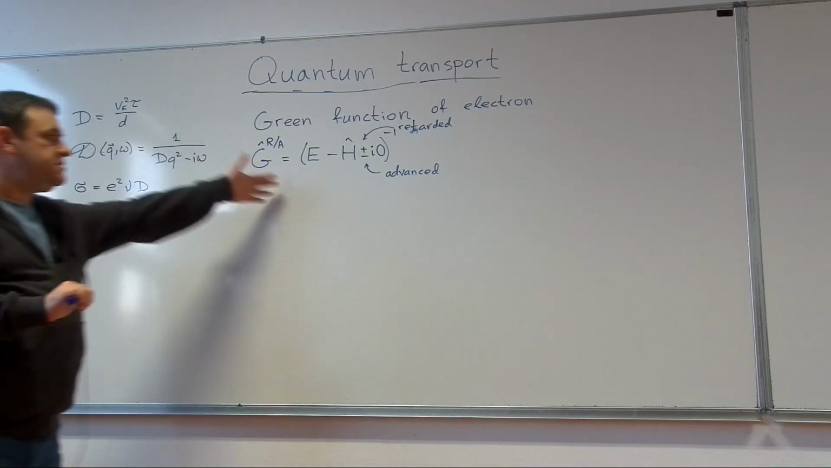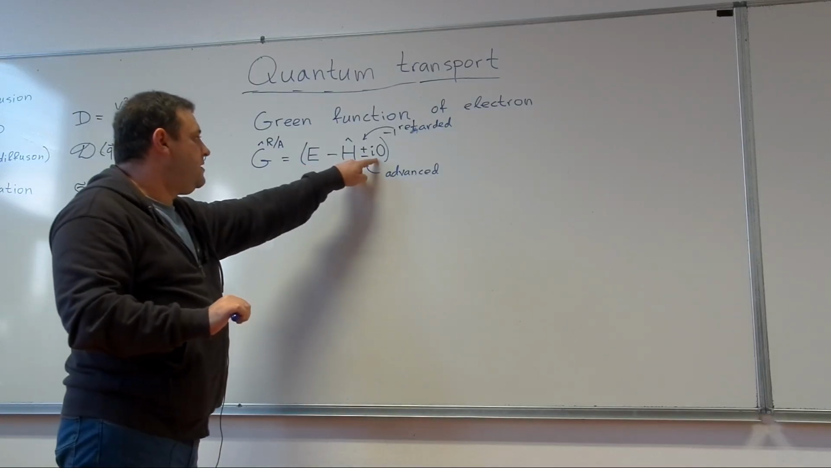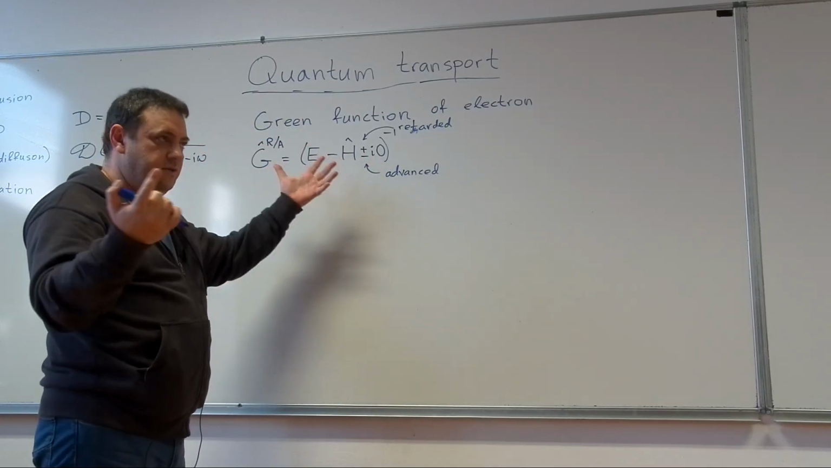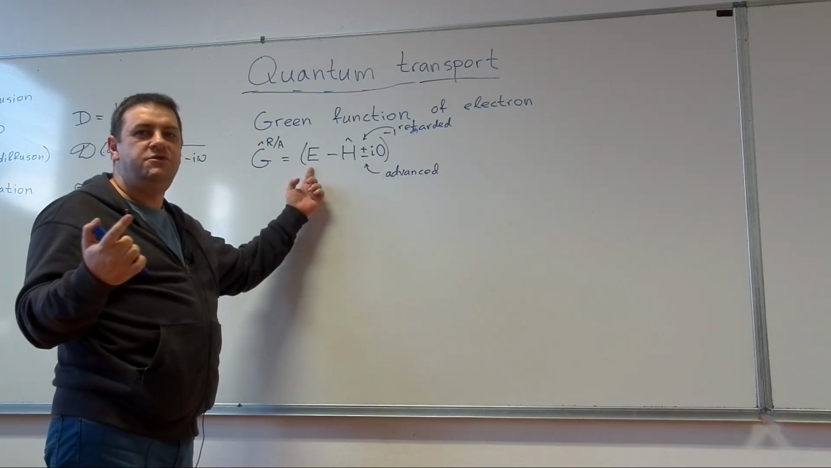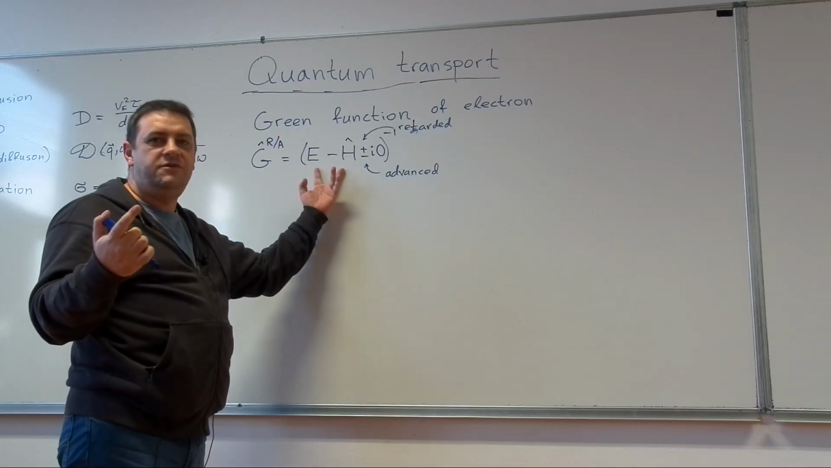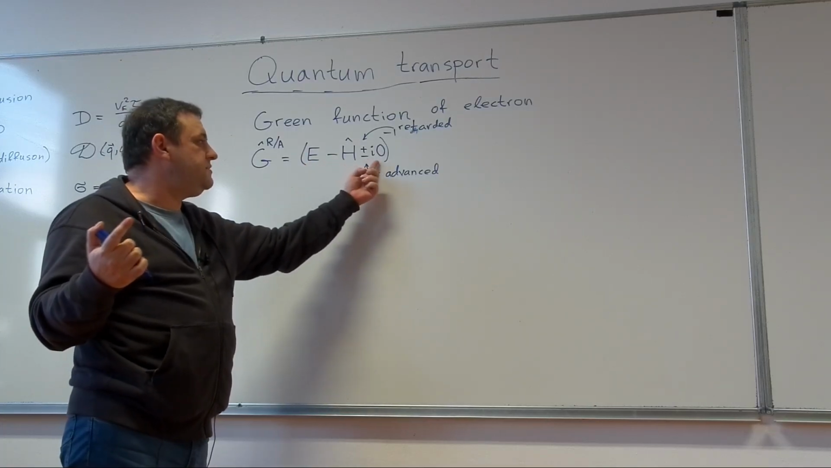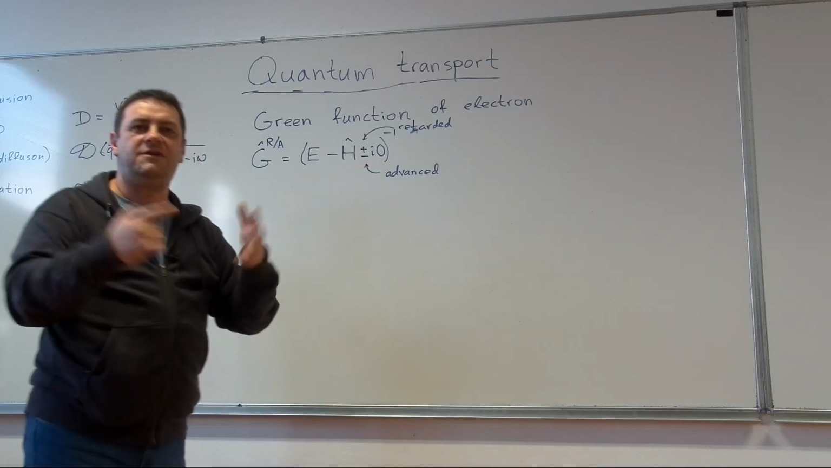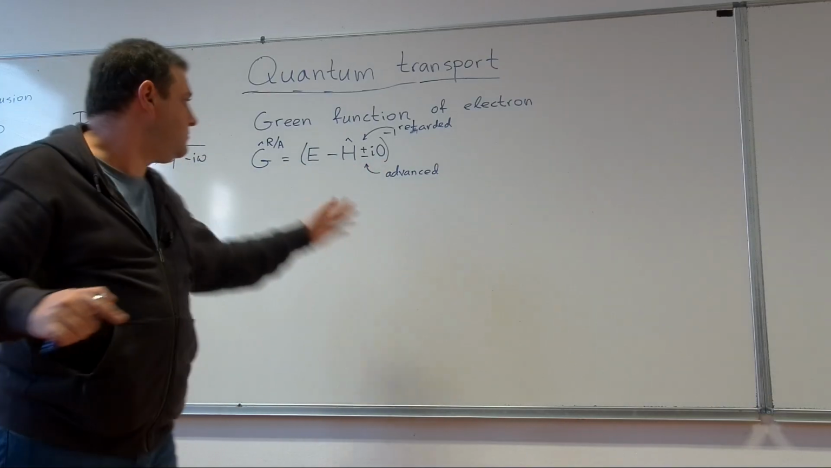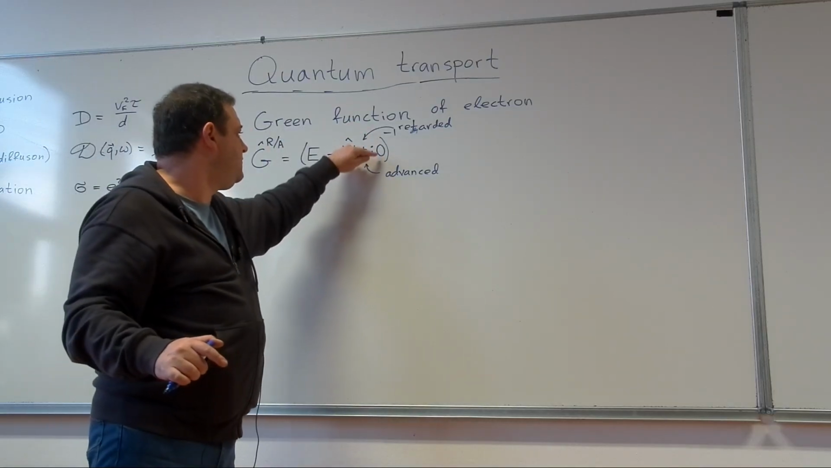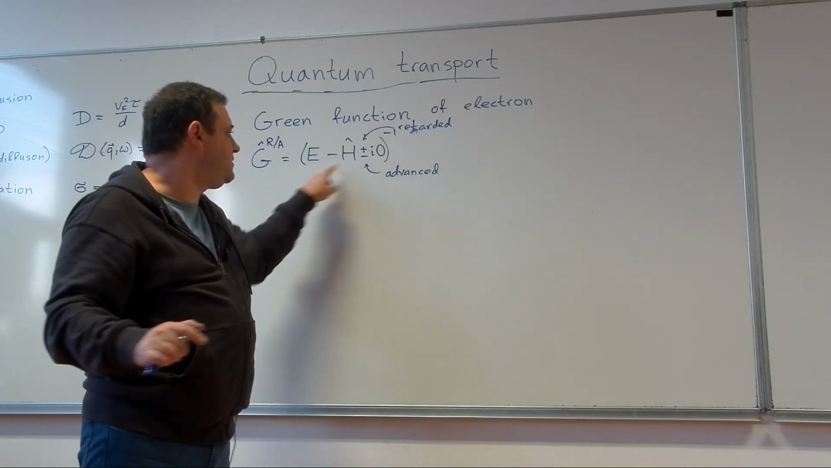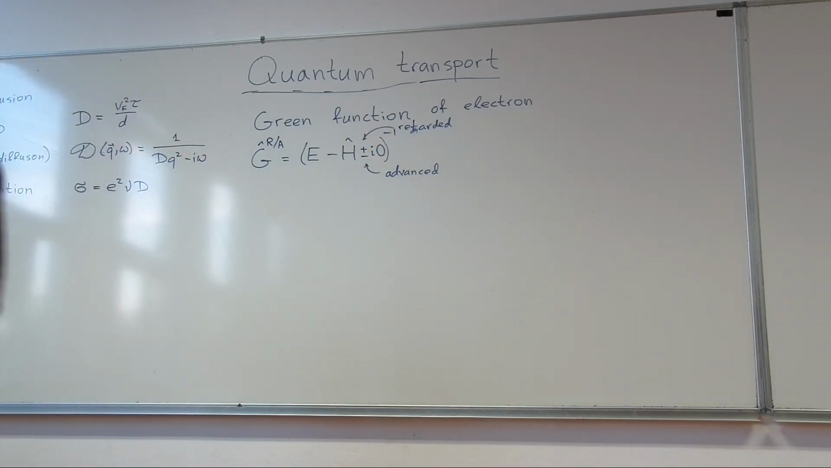So once again, it is still an operator. The Hamiltonian is a Hermitian operator, so all eigenvalues are real numbers. Energy is also a real number. This difference is real, and this thing is imaginary, so this whole thing can never be 0. Whatever you do with the Hamiltonian, if you do this shift in the imaginary direction, you avoid any possible singularity.